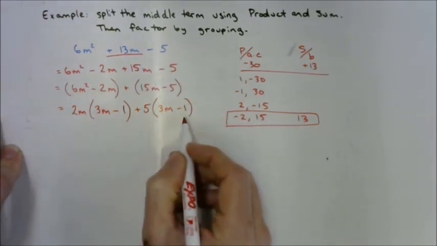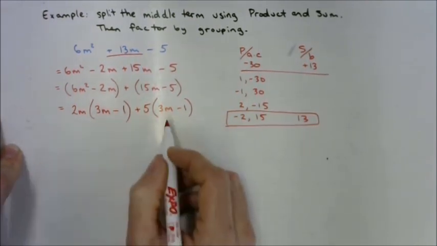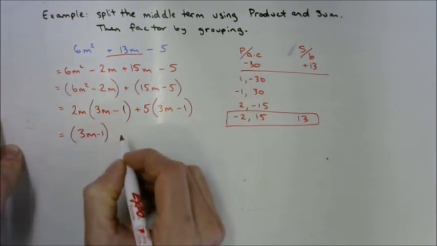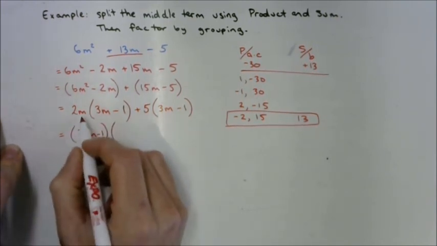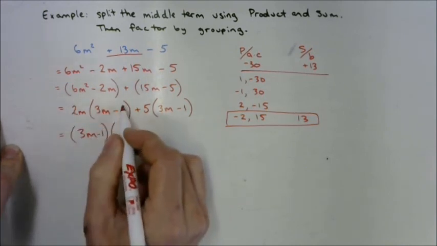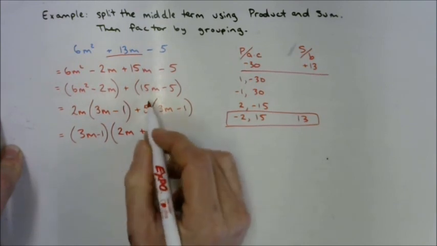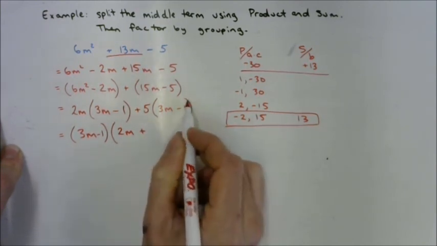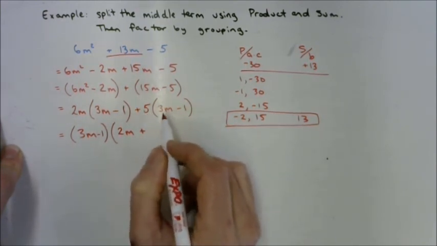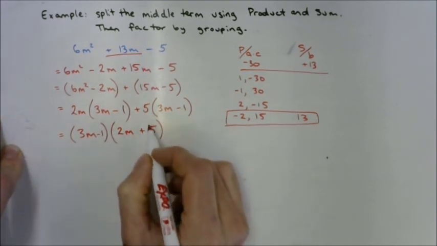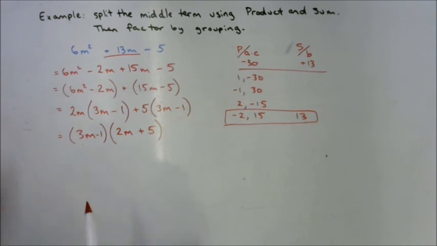Now I look, I have two terms. Both of the terms have the group 3m minus 1, so I pull that greatest common factor out. What do I need to multiply to get this? When I've already pulled out this, well, I have 2m left. And out of this big term, what do I need to multiply by back to get it? When I've already pulled out 3m minus 1, I need to multiply by what's left, 5. There's my two factors, okay?